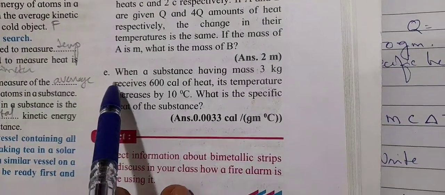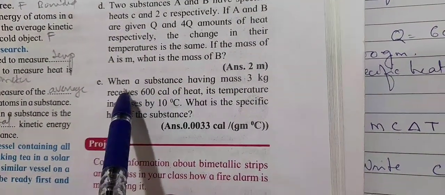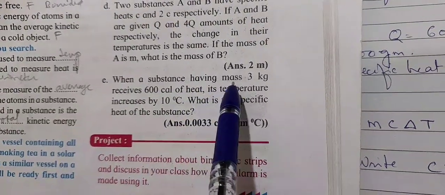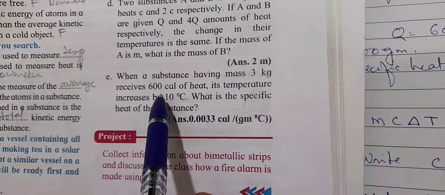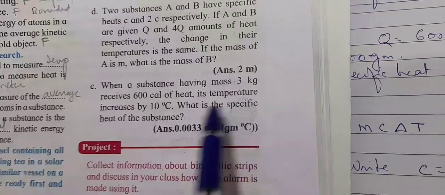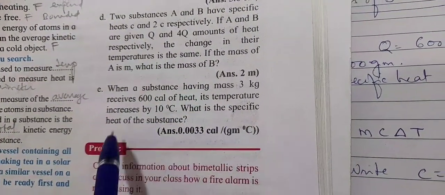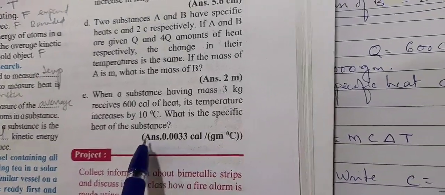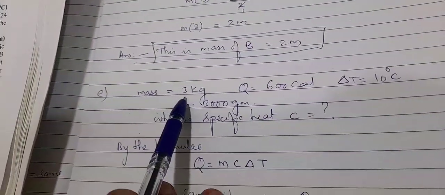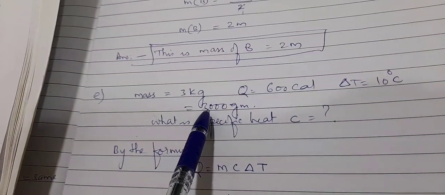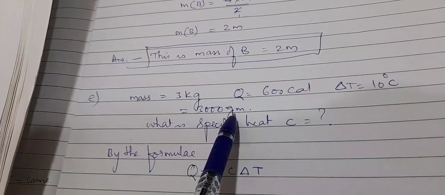Now the example E. What is the question? When a substance having mass 3 kg receives 600 calorie of heat, its temperature increases by 10 degrees Celsius. What is the specific heat of the substance? So we want to find the specific heat of the substance. Mass is given 3 kg, so we have to convert that in gram. So that will be 3000 gram.